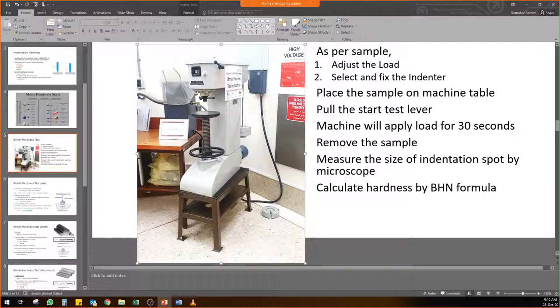So this is the Brinell hardness test. Once you select the correct weight and you put the indenter and you put the sample, you just pull down this lever and then the machine will make the test and give you the sample after it has made the spot on the sample.